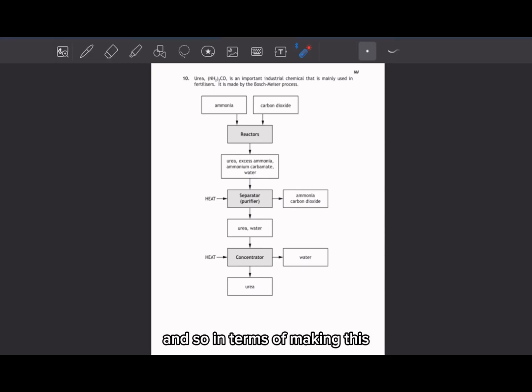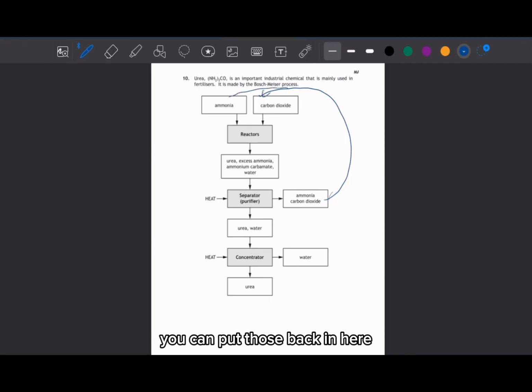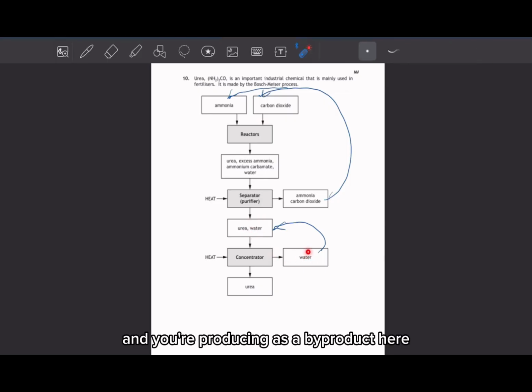So in terms of making this process more economical, again, we're looking for things to recycle. So these would be your byproducts here. So you could recycle this ammonia and carbon dioxide that's produced as a byproduct back into the start of your reaction. So you could put those back in here, and that would make it more economical because you're minimising waste. You could also recycle this water in here, because again, you need water in this stage and you're producing it as a byproduct here. So just make sure the arrow's going out the way.